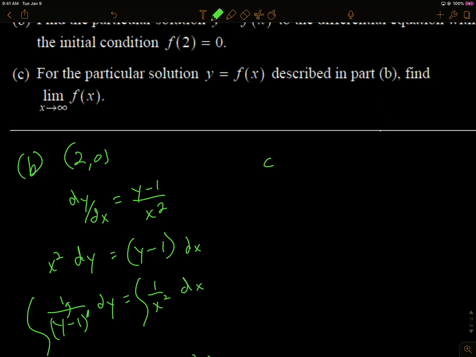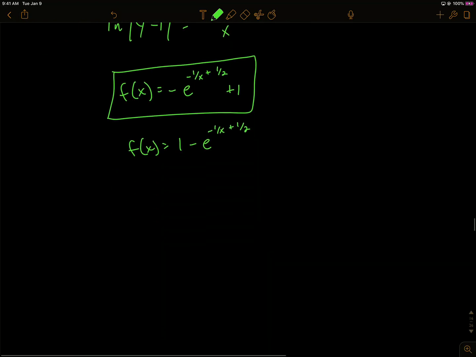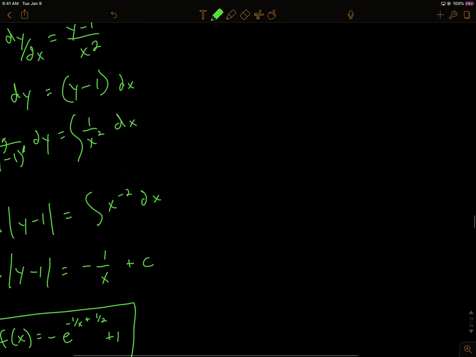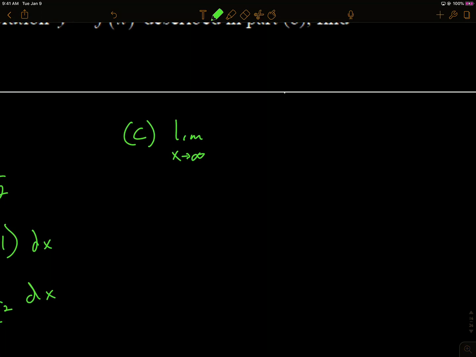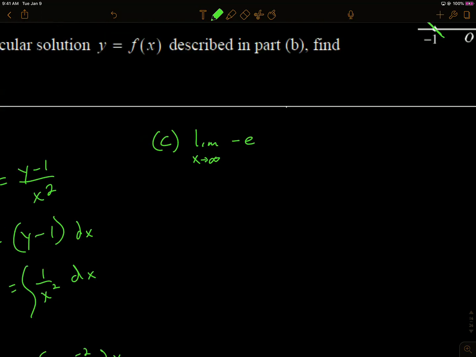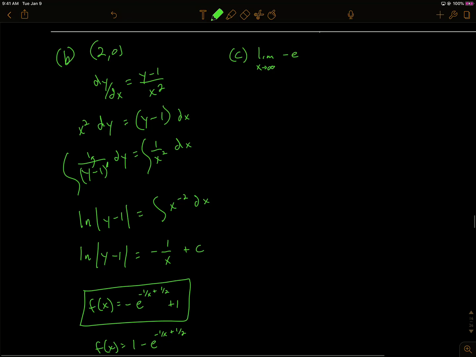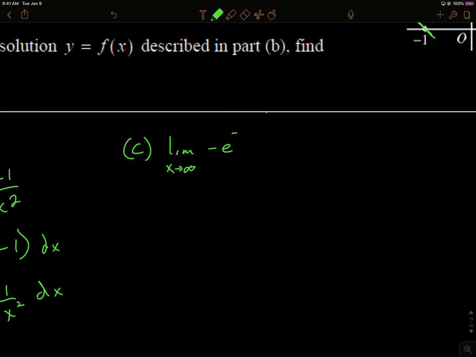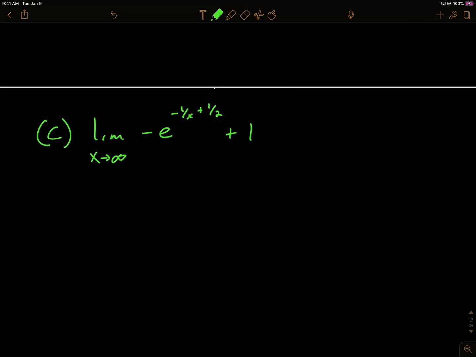Now for that particular solution, they want us to find the limit as x approaches infinity. Remember doing the exponentials, the limits as x approaches infinity. We could try direct substitution. So it's negative e to the (negative 1 over x plus 1/2) plus 1. Just a quick refresher: when we're plugging infinity into an exponential, if we have a number bigger than 1 to the infinity, that goes to infinity. If we have a number less than 1 to the infinity, that goes to 0.